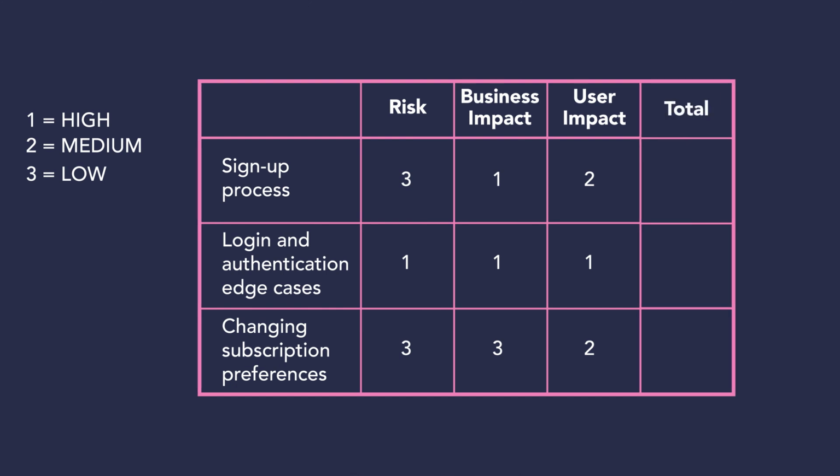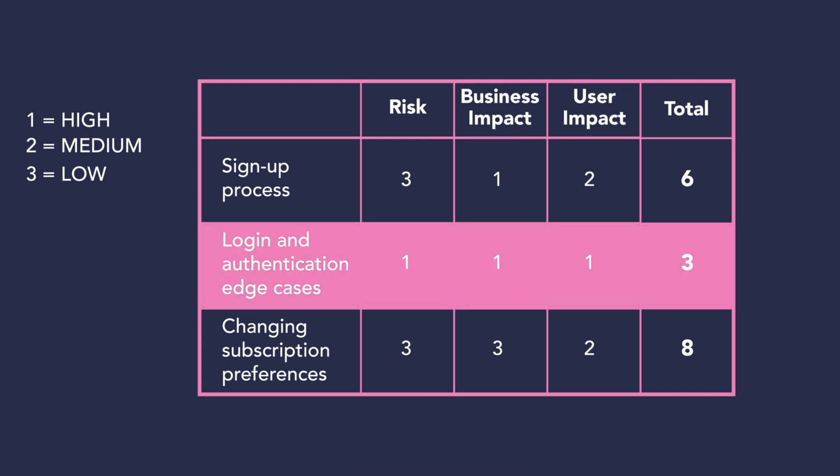So now we have these scores, we can add them up, and looking at the lowest total here, we see we have a natural priority for these. The thing we should really focus on testing for our next round of usability testing is login and authentication edge cases. Now, calculating priority can be done in any way that you choose. The key important thing here is that we should focus our efforts on ensuring we have the greatest impact for users and for the business in making prioritization decisions for usability testing.